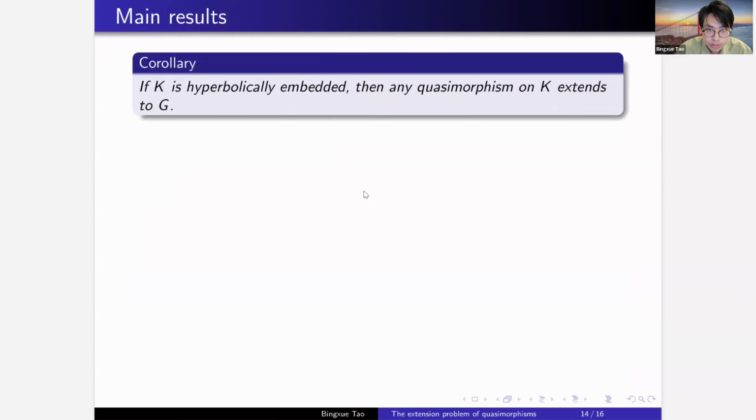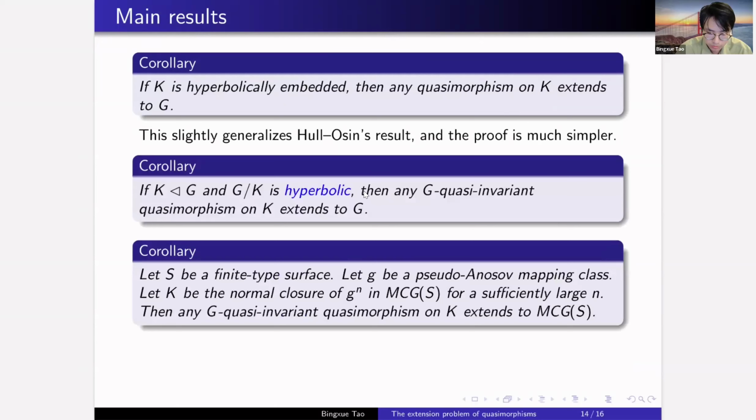Okay. Finally, let me mention some corollaries of this main result. So back to the Hull-Osin setting, if K is hyperbolically embedded, then any quasimorphism on K extends to G. This result slightly generalizes Hull-Osin's result because they require antisymmetricity. And our proof is much simpler. The second corollary says that if K is a normal subgroup and the quotient group is hyperbolic, then any G-quasi-invariant quasimorphism extends to G.